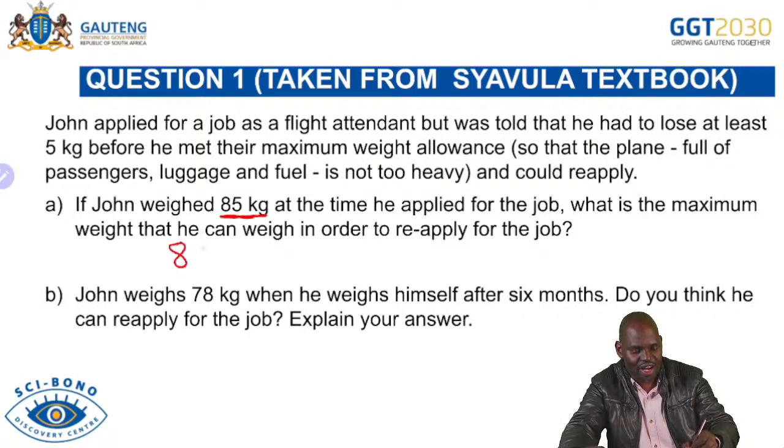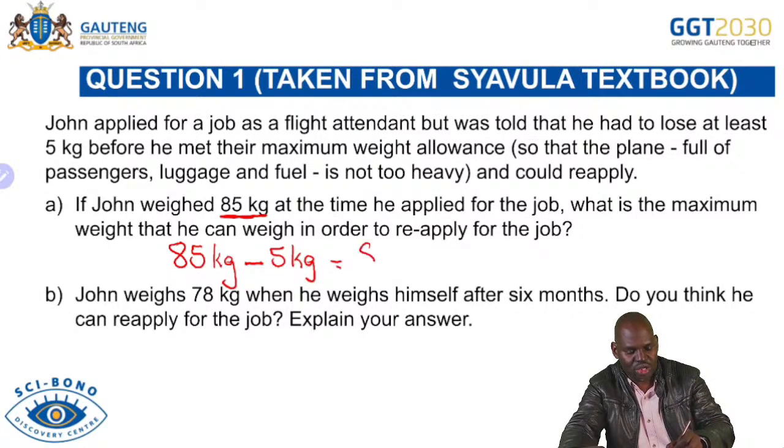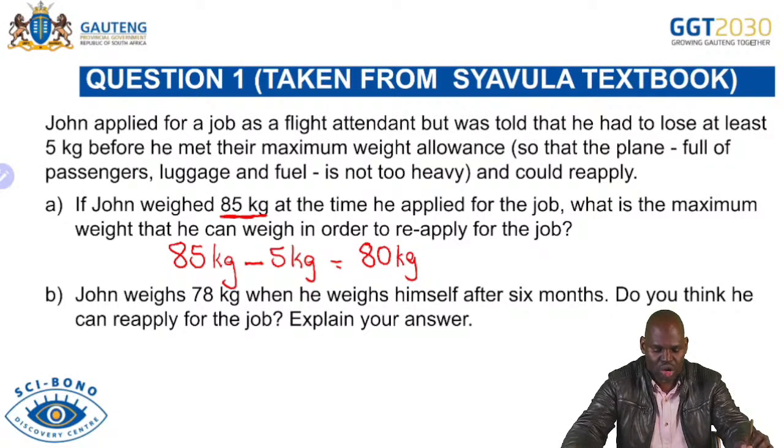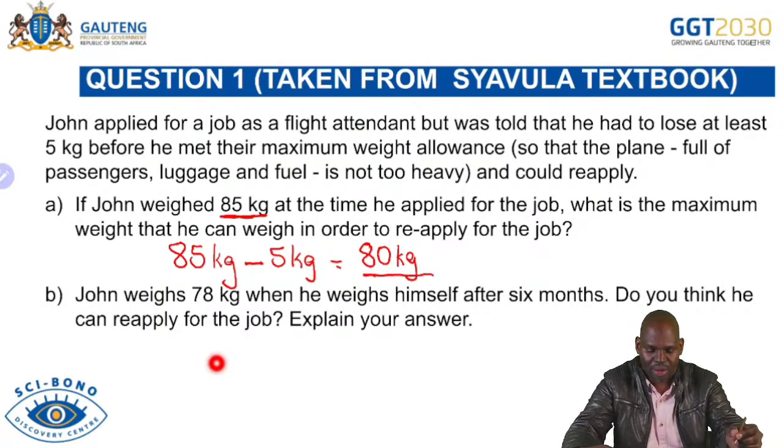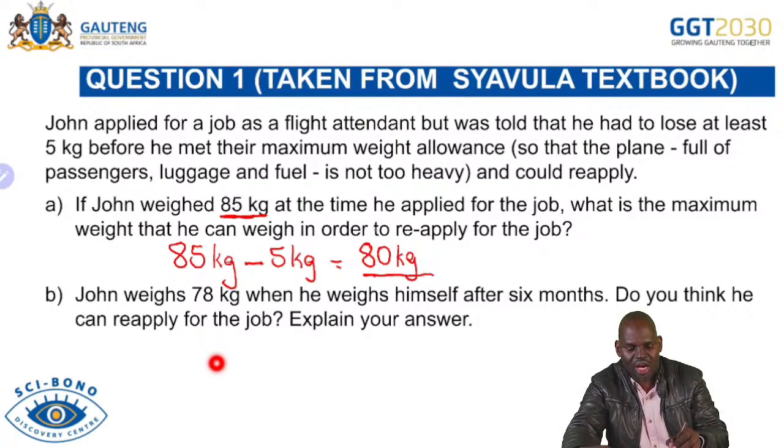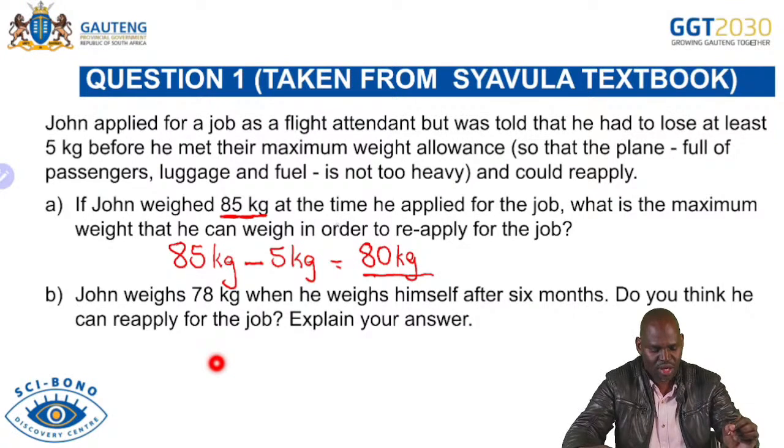So it must be 85 kilograms minus 5 kilograms. So the answer is 80 kilograms. So it means his weight must be reduced by 5 kilograms. So he's now going to weigh 80 kilograms. Okay, so the maximum weight that you can weigh in order to reapply is 80. Anything more than 80 kilograms would not be accepted.